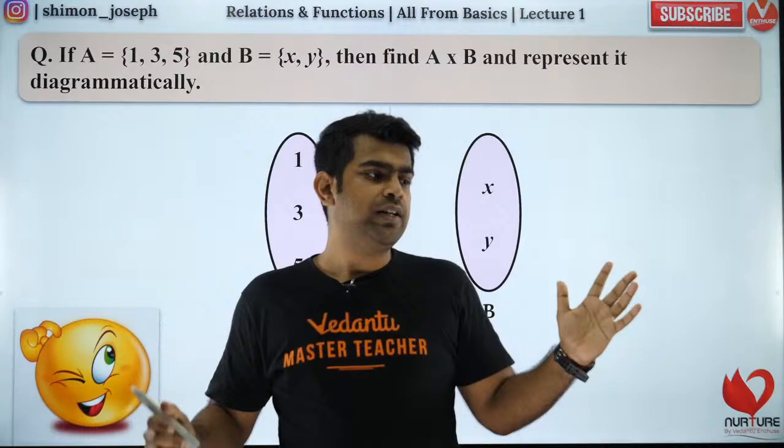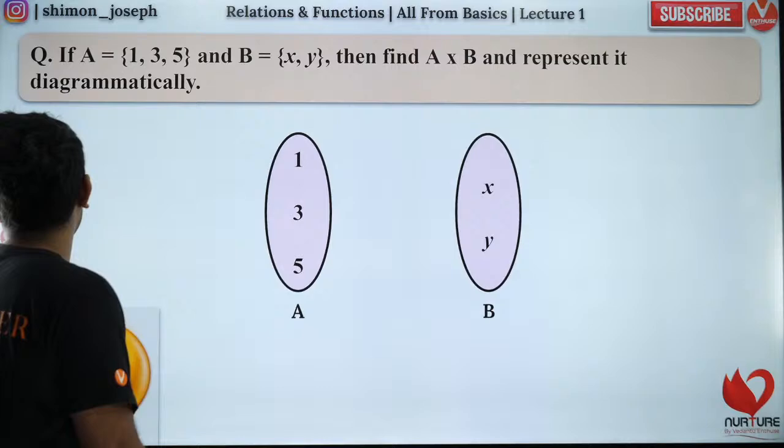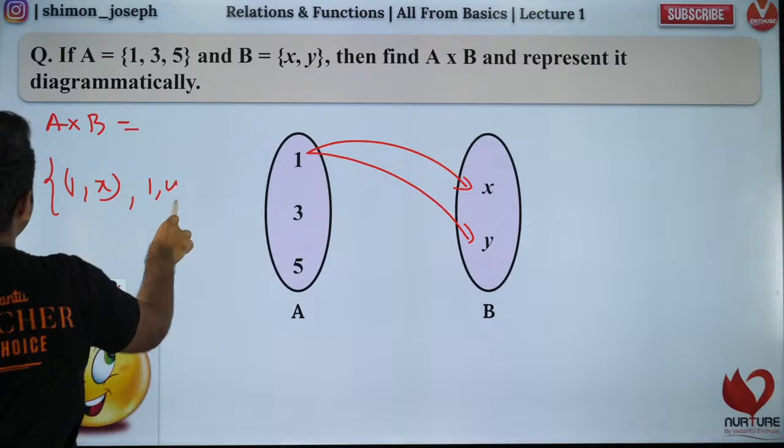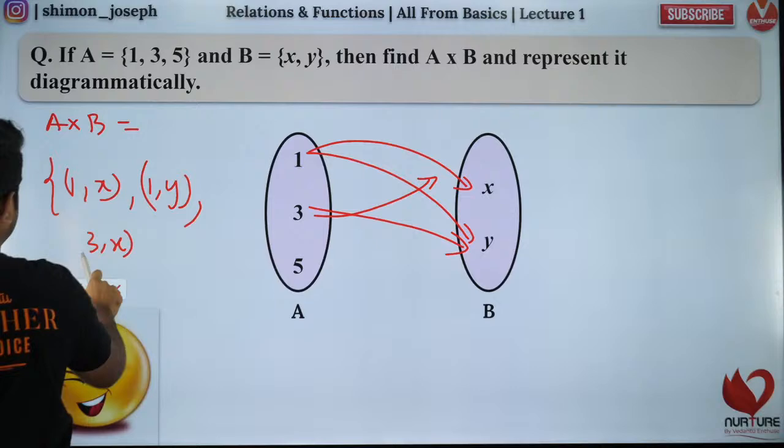Okay. So how do we do it? Let's see. 1 can go to X, 1 can go to Y. So I'll write A cross B as what? It is (1, X) and (1, Y). Then 3 can go to X, 3 can go to Y. So I'll have (3, X) and (3, Y).